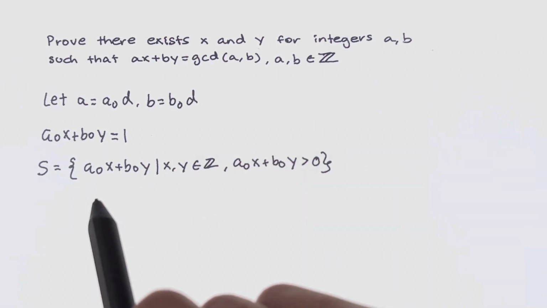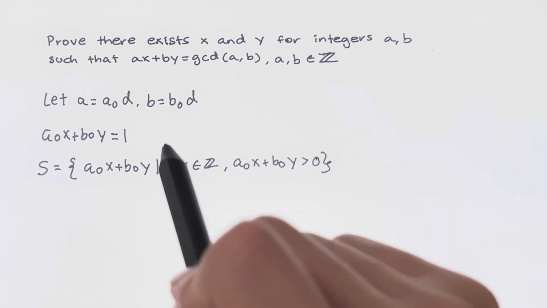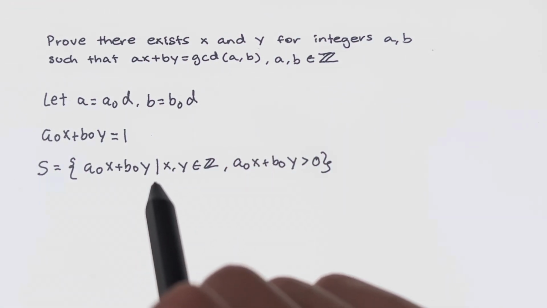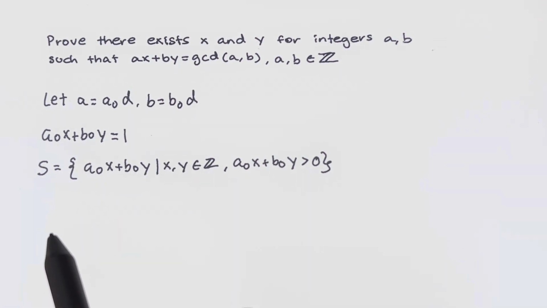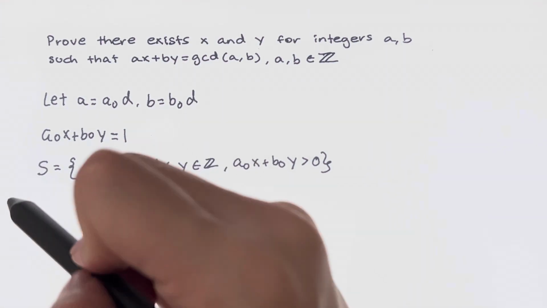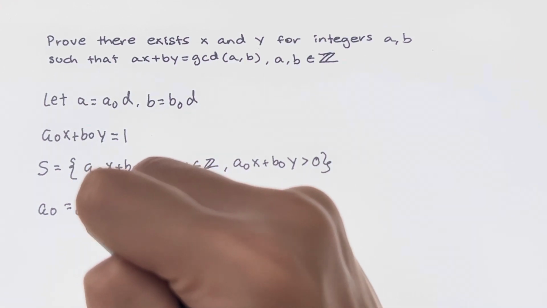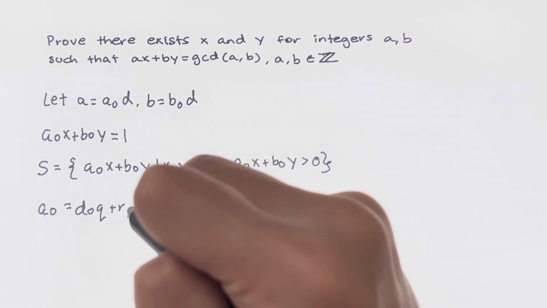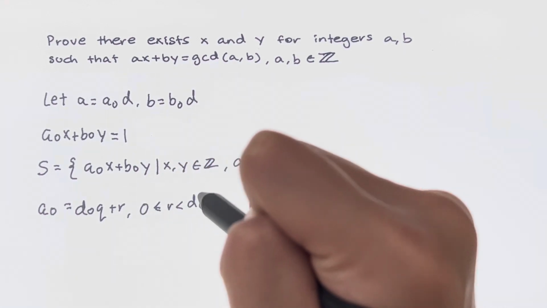And here we wish to prove that d0 equals 1, as shown here. So we want to prove that d0 divides both a0 and b0. How do we do this? Well, we can apply Euclidean division, which states that there exist integers q and r such that a0 equals d0q plus r, for 0 is less than or equal to r is less than d0.